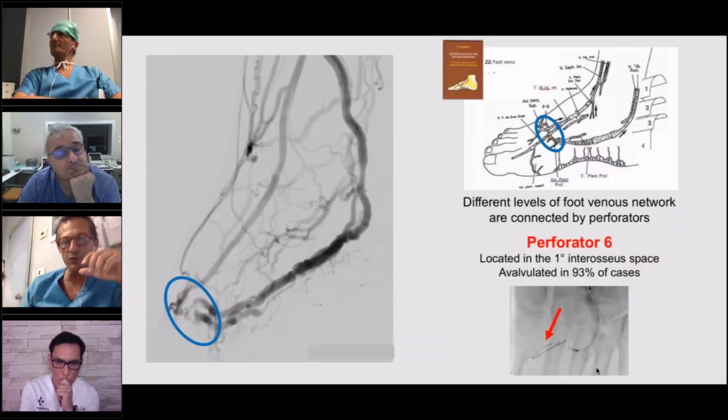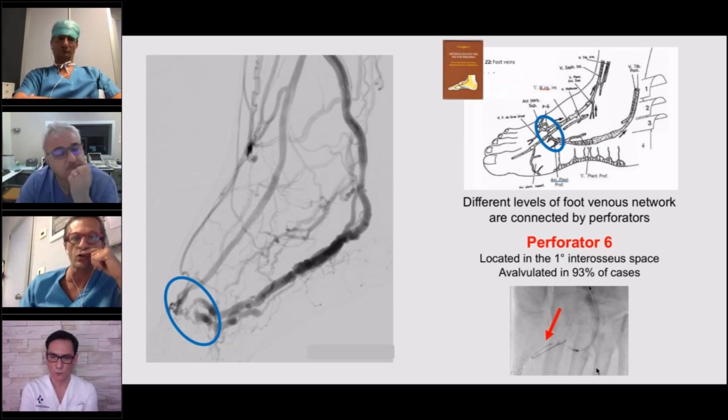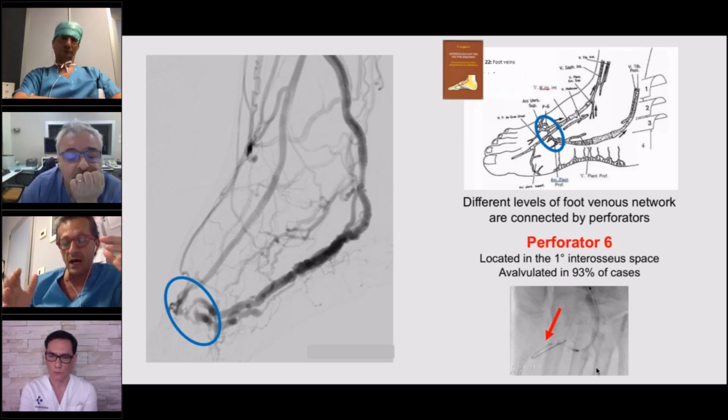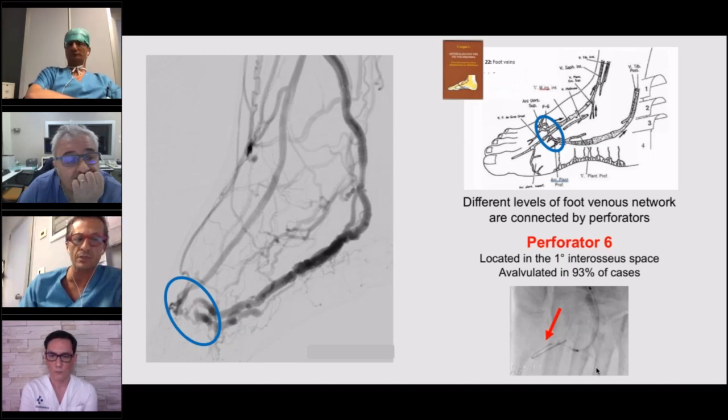When we arrive into the foot, the 4 different levels of veins are connected through collaterals and above all through perforators. Usually these perforators are avalvular, and the most important perforator, well described by Lengua, is perforator number 6, because this perforator connects the 2 most developed levels, the deep plantar with the superficial dorsal. This perforator is located at the first interosseous space, and in more than 90% of cases it is completely avalvular.